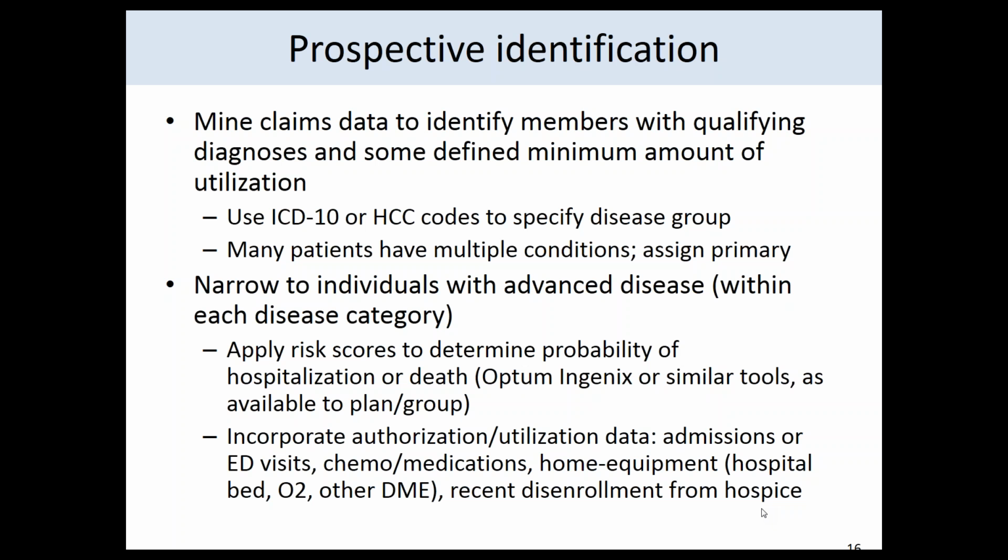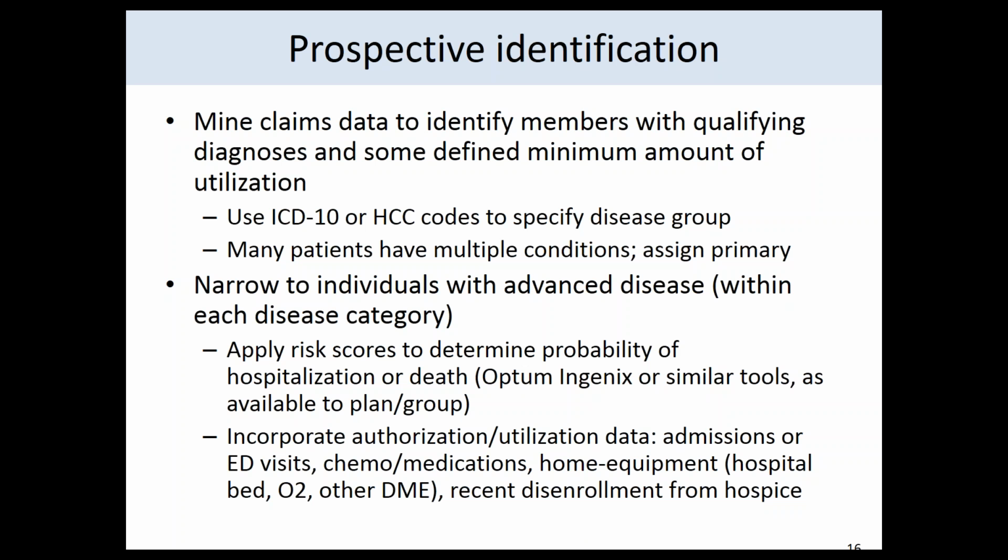So you identify this big group of individuals that have a minimum amount of service utilization and the qualifying diseases, and then you really need to narrow it down to individuals with advanced disease within each disease category. There are a number of ways of doing that. You can generate risk scores that point to the probability of hospitalization or death using analytic software that's already available within your plans or group if you have such tools.